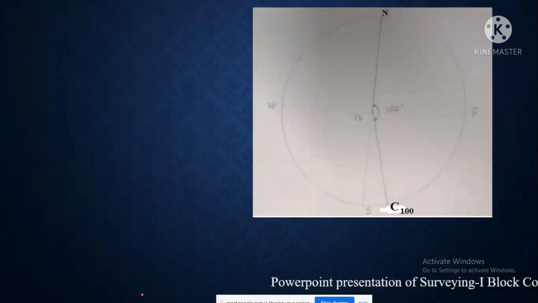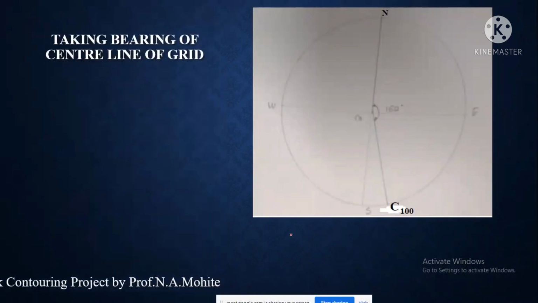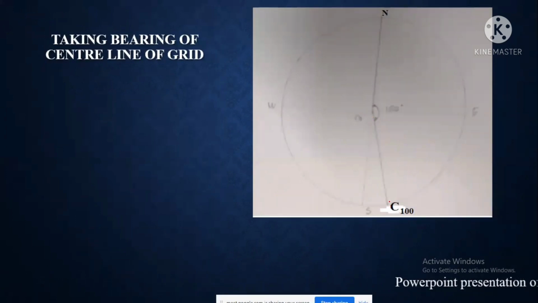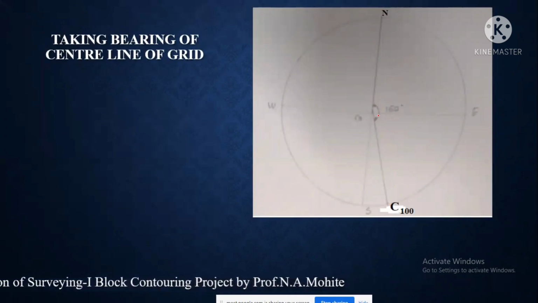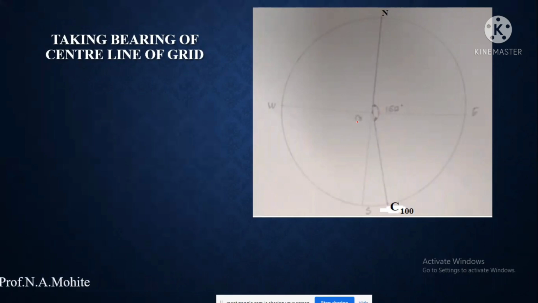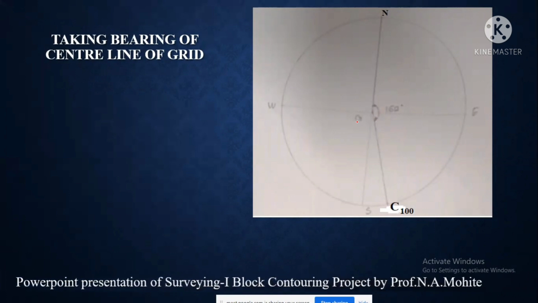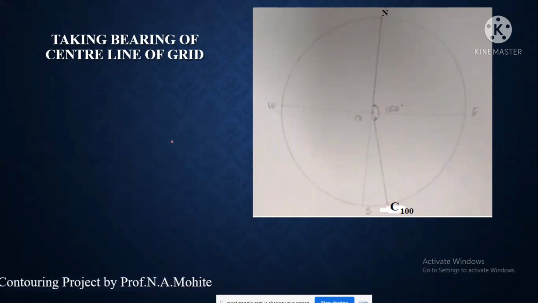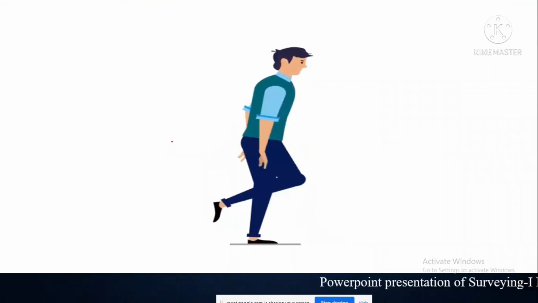After all this process, finally we will be keeping the prismatic compass at C0. We will bisect the ranging rod which has been kept at C100, and measure the bearing of the center line of the grid, that is the center line of the block contouring project, which will be required in order to mark this magnetic bearing. So that was the field procedure.